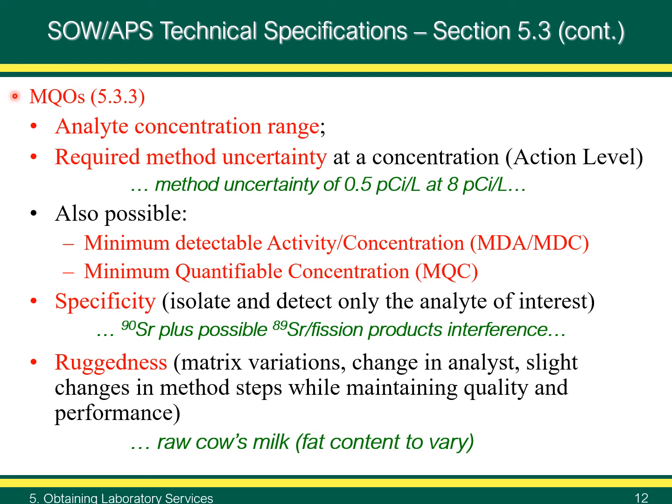Section 5.5.3 of MARLAP addresses MQOs in the SOW and APS. The first of these is the analyte concentration range. This is important so that the laboratory knows the activity range to expect and can plan the size of the sample to process and the sample count time, as well as any contamination controls that may be necessary.